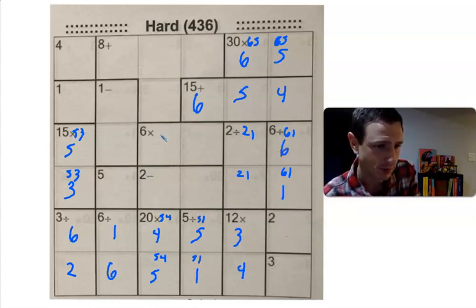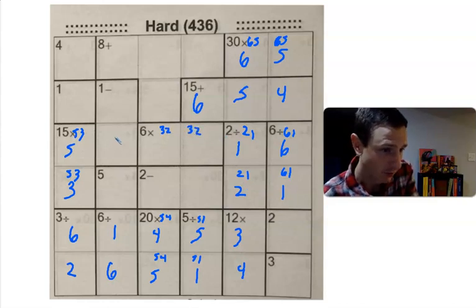Not a huge help, but that eliminates this from being 6-1, so this has to be 3-2, which if this is 3-2, this has to be a 1, and this has to be a 2, because 3-2 is going to be here, 3-2, 3-2, which makes this 4. Which makes this 3, because 5 minus 4 is 1, but a 5 is already here, so 4 minus 3 is 1. 6, 5, 4, 3, 2, 1.